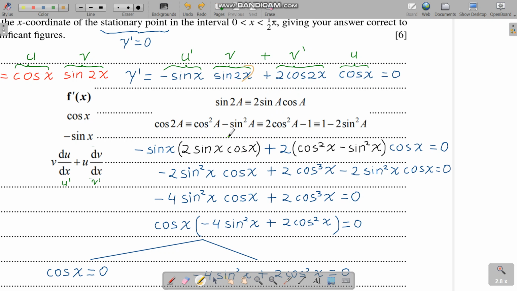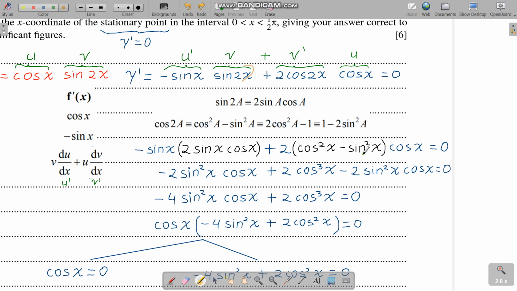For the cos 2x, actually we can use 3 possible forms here. We can just use any of them, but if you look at what we get when we expand here, we're going to get minus 2 sine squared x cos x, and here we already have cos, so if we use cos squared minus sine squared, after we simplify, we have 2 cos cubed minus 2 sine squared cos.